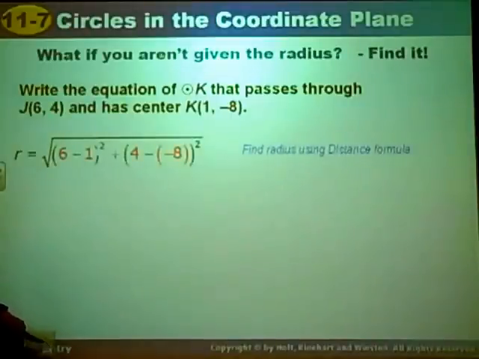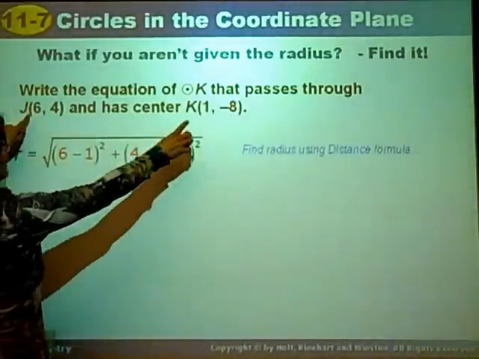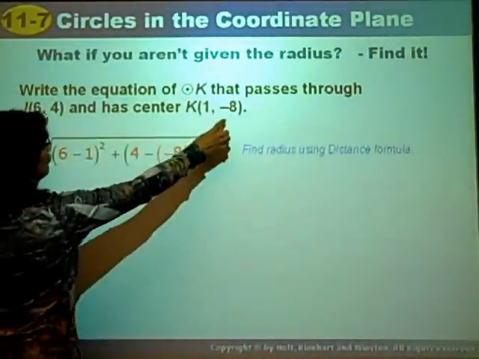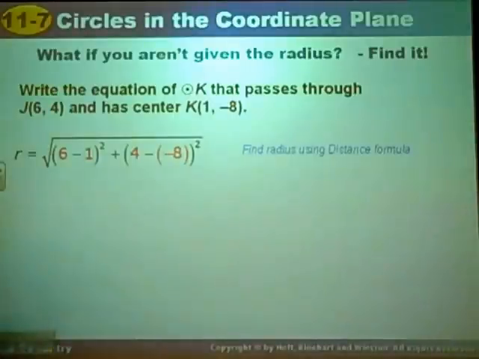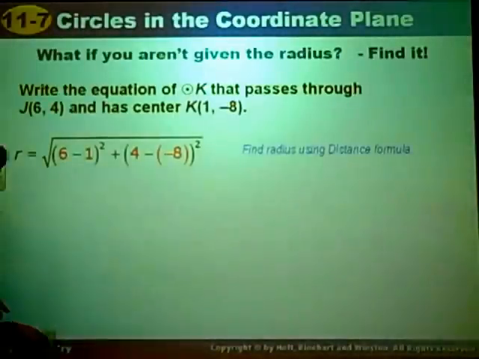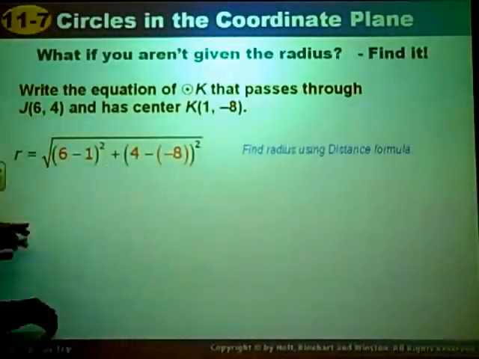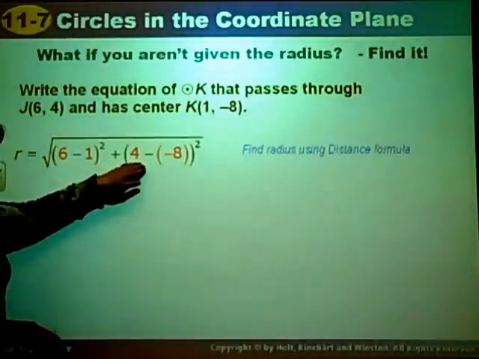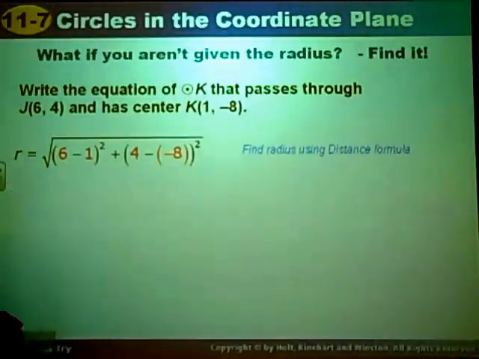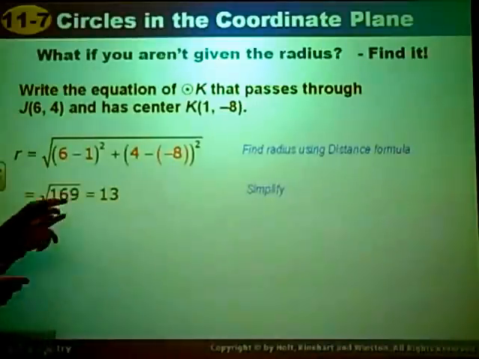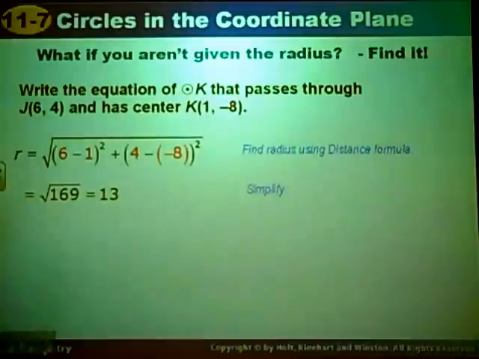So we just write down our distance formula, and we plug in 6 minus 1 squared, 4 minus negative 8 squared. Been doing this formula for a while. Plug it all into your calculator, or think 5 squared plus 12 squared, and square root your answer, and end up with 13. Now we have a radius.